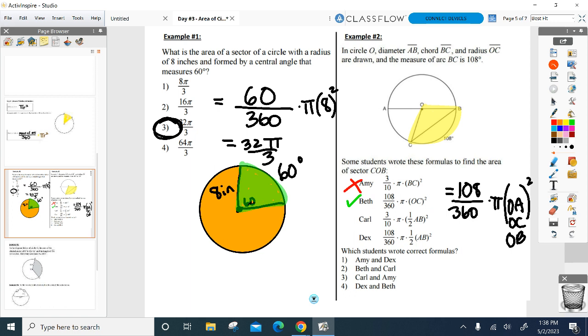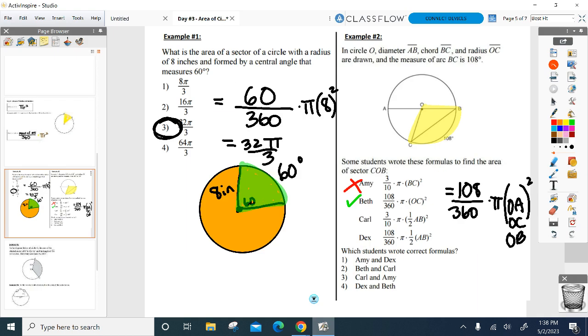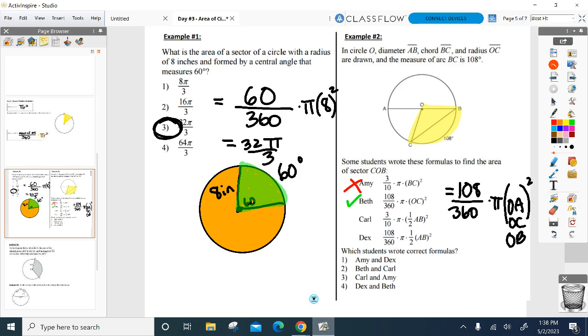Carl? I don't know. Carlo, Carlos, might be short for it. 3/10, we talked about that already. Pi. And look at this snazzy beast here, taking half of AB. What's AB in this diagram? 10 and 22? All right, 10 and 22. I got it. That's a diameter. You cut it in half, you get the radius. Carl's fine. He's showing off, but it's fine, right? He's that kid in class.